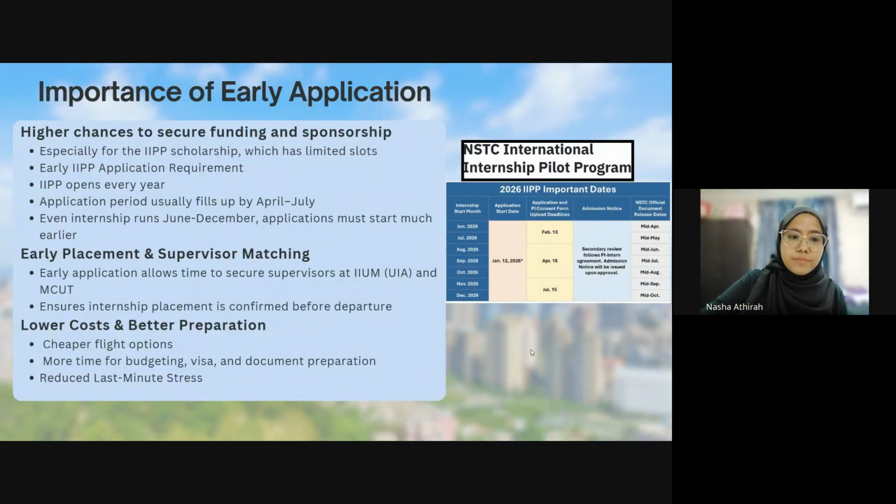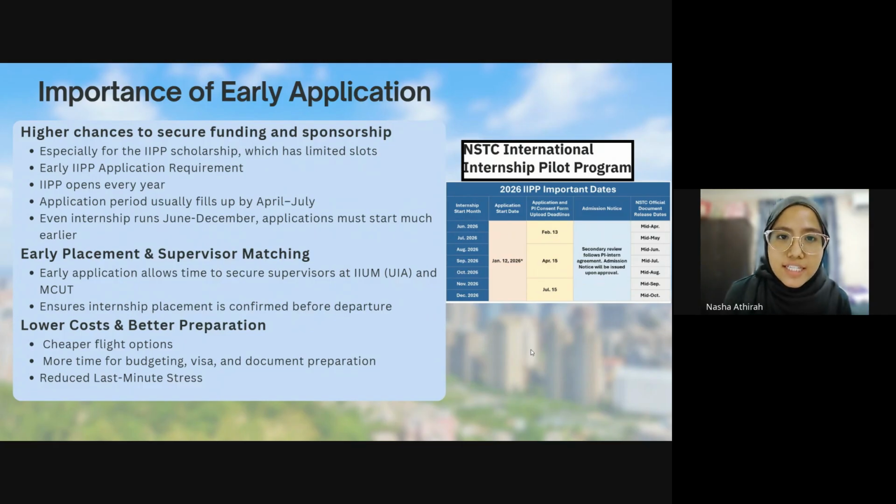Yeah, you need to have a research proposal. The proposal helps the host university to understand your research and interest and see whether it matches their lab or expertise. So if you want to apply for IIPP, firstly you need to get a supervisor from UIA, and then you can apply through the IIPP website.